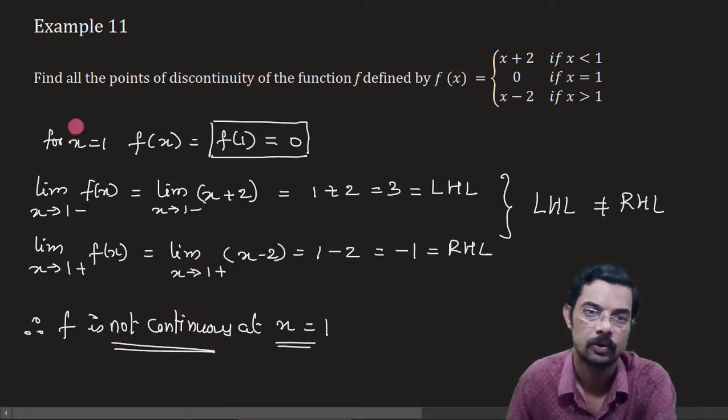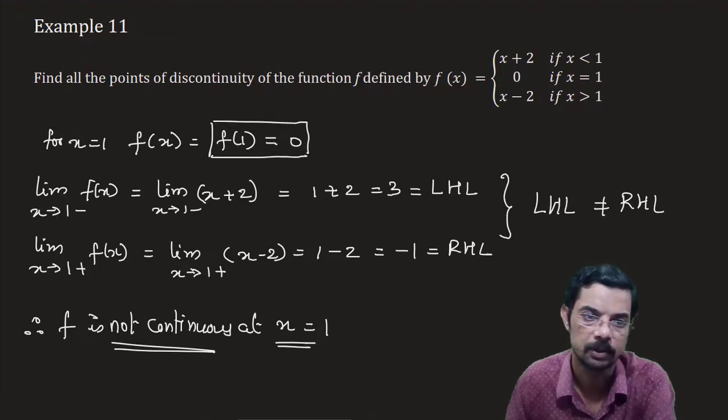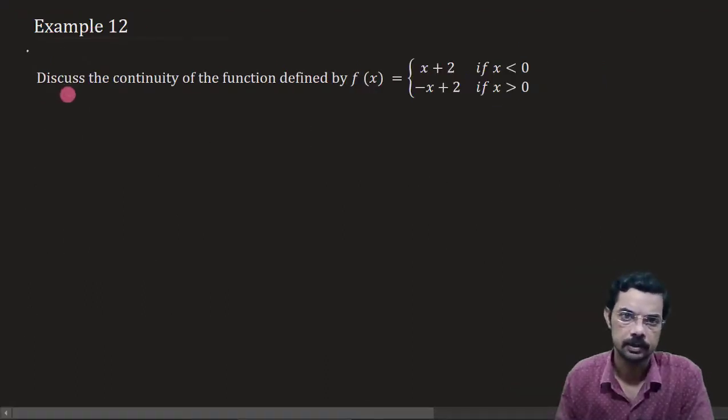So we shall move on to the next example, example 12. Discuss the continuity of the function defined by f(x) equal to x plus 2 if x is less than 0 and minus x plus 2 if x is greater than 0. Here we can observe that the function is not defined at x equal to 0. It is not there in the domain itself.